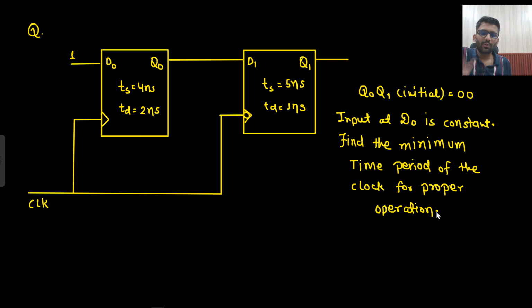Hi everyone, so now we are going to solve this problem. Seems like a very easy question, but the catch here is that this is negatively edge triggered and this is positively edge triggered. So first we are not going to apply any formula, anything like that. We are going to solve by basics. And what is the basics? We will draw the timing diagrams.